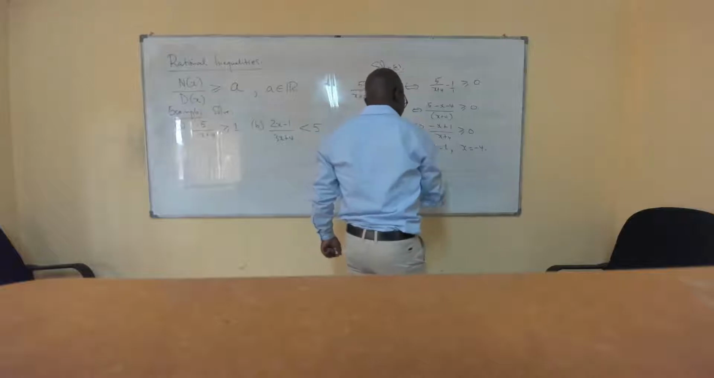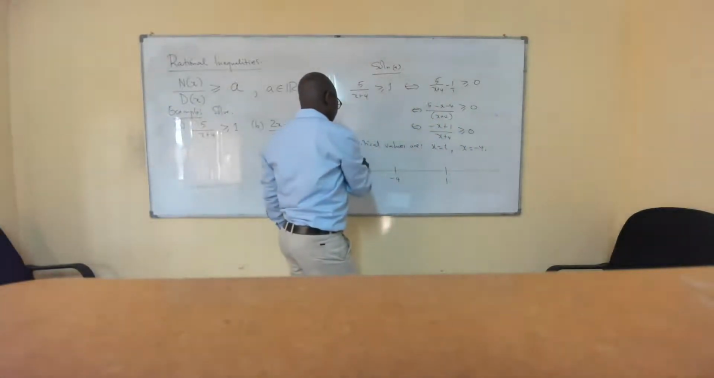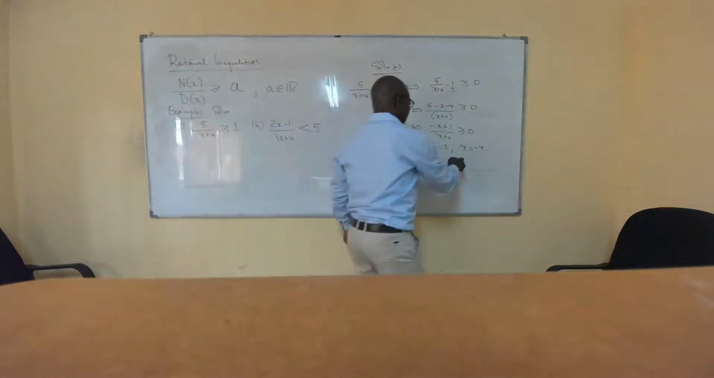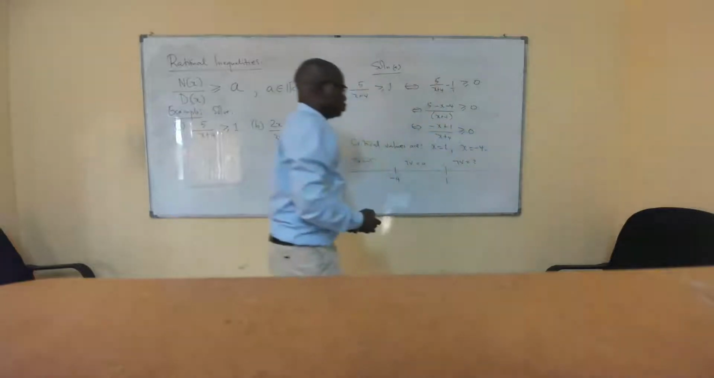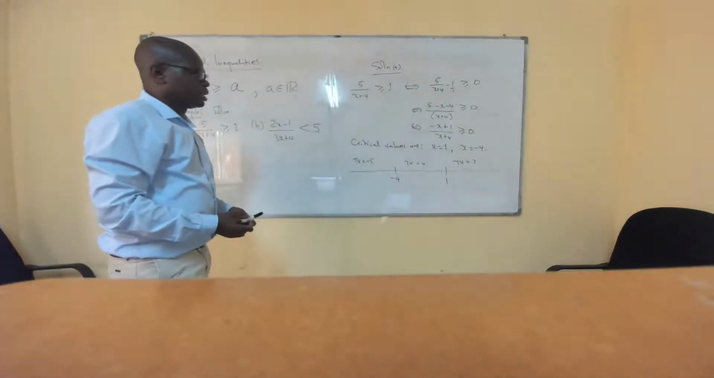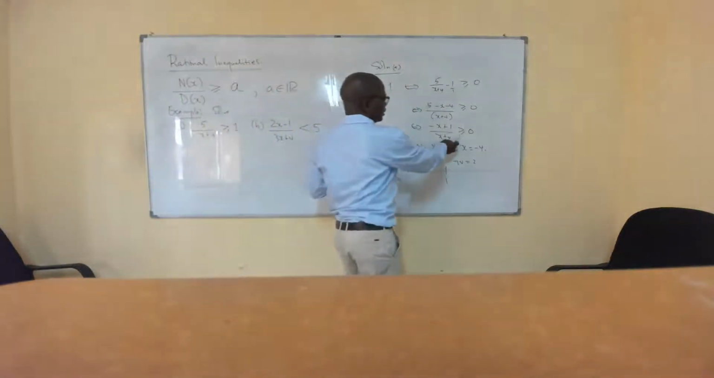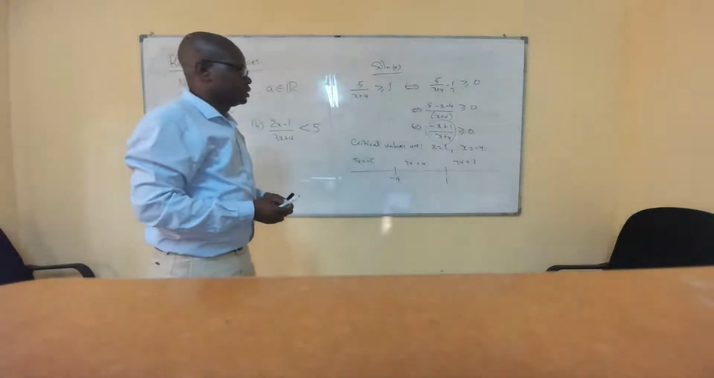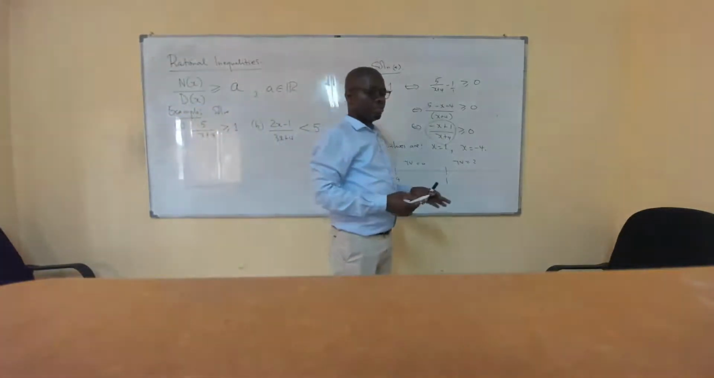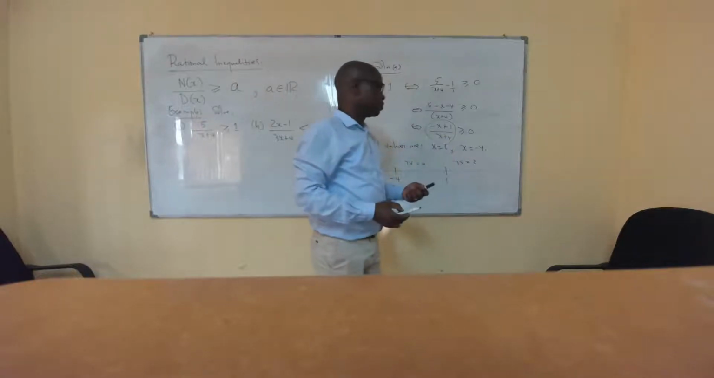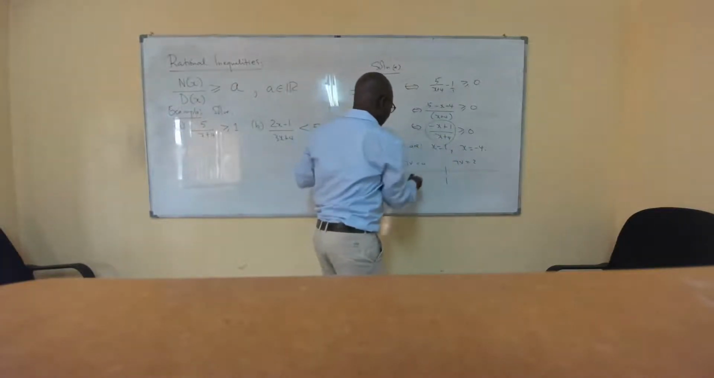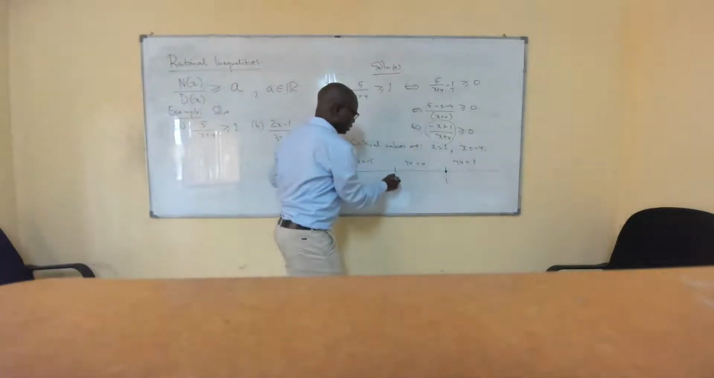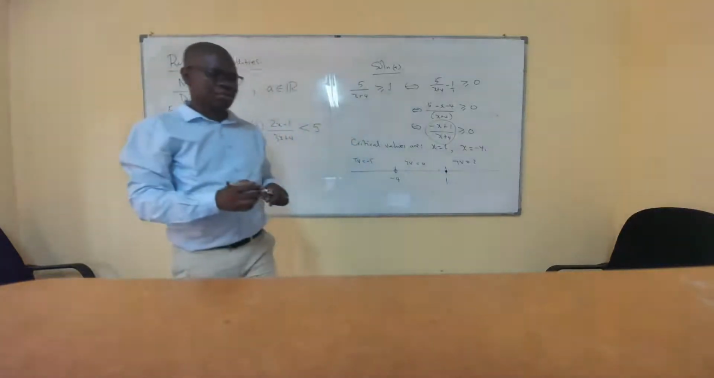Then I'll draw the number line. I have minus 4, then I have 1. I'll test a value in each region: I can pick minus 5, then 0, then 2. Because it also says equal to, a rational expression is equal to 0 if and only if the numerator is equal to 0. So the only point for equality is when x is 1, so I will include 1. For x equal to minus 4, it's undefined, so I will not include that point.